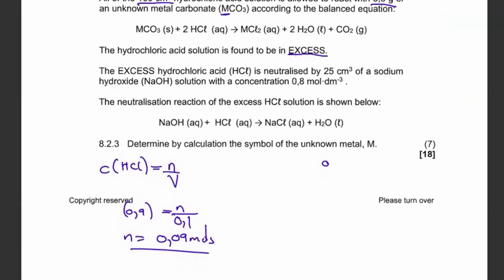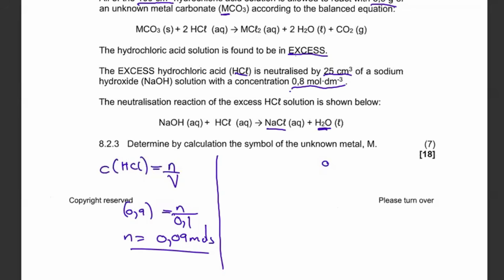So if we have more of it, then the excess hydrochloric acid, HCl, is neutralized by 25 cubic centimeters of sodium hydroxide solution with a concentration of 0.8 mole per dm cubed. It says the neutralization reaction of the excess HCl is shown below. So sodium hydroxide, according to the equation there, we're going to have a salt and water. So basically it's a neutralization reaction. Now determine by calculation the symbol of the unknown metal M.